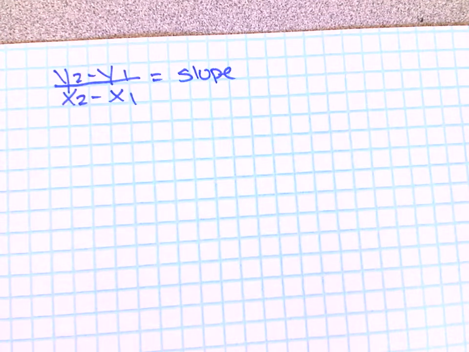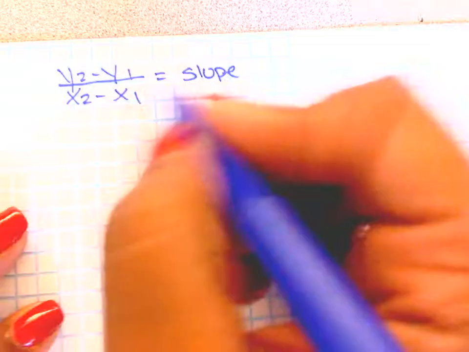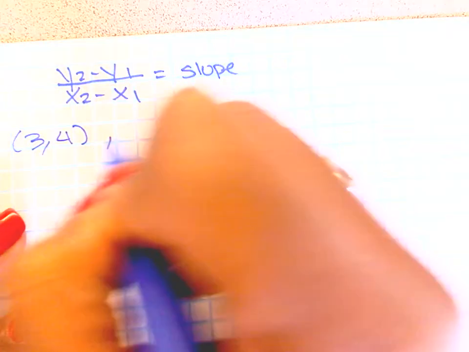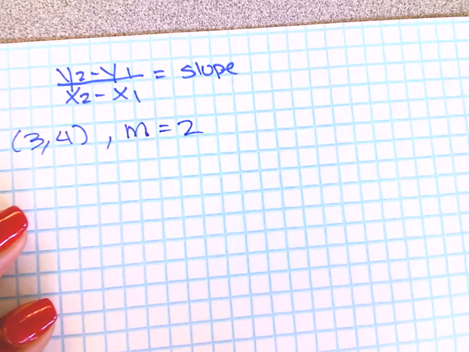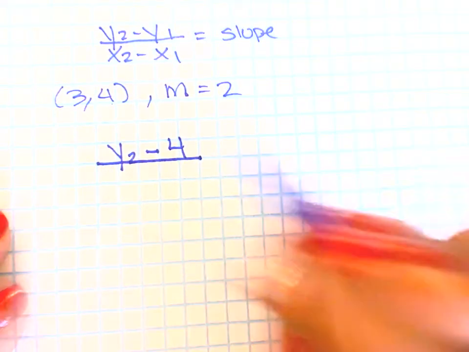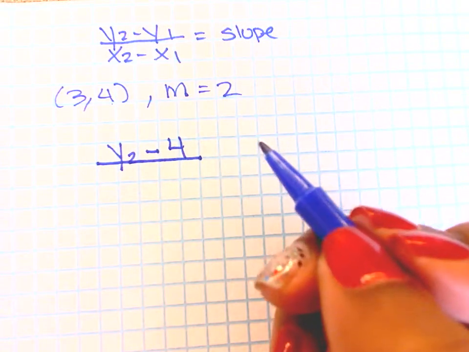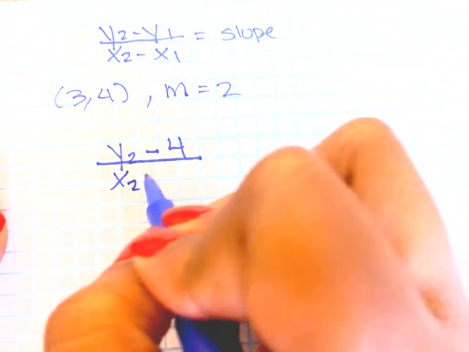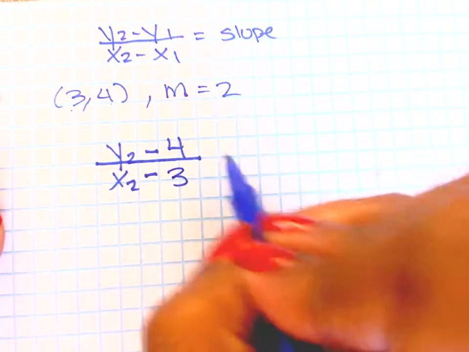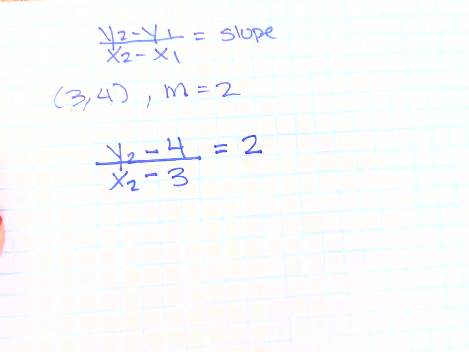All right, so they gave us the points. The points that they gave us were 3, 4. So I have 3, 4, and I have my slope that equals 2. I don't have y2, they only give me one coordinate. So y2 minus y1, which is 4, over x2, which they didn't give me because I don't have a second point, minus x1, which is 3, equals the slope. My slope is 2.